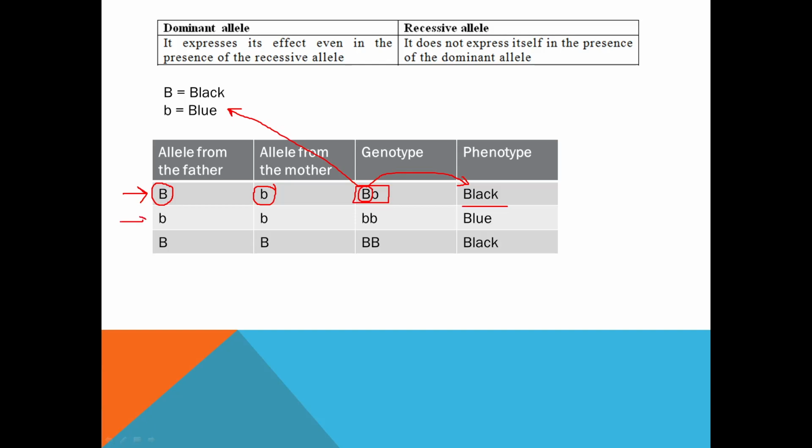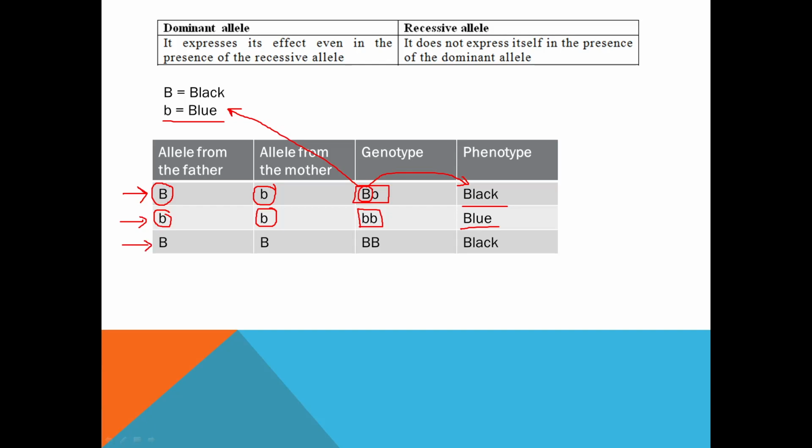In another possible scenario, we could get a recessive allele from the father and another recessive allele from the mother. In that case, this will be our genotype, consisting of small b and small b. We are not seeing any dominant allele present, and therefore the recessive allele will be expressed. And if you remember, the recessive allele represents the color blue, so ultimately the offspring will get blue eyes in this case.